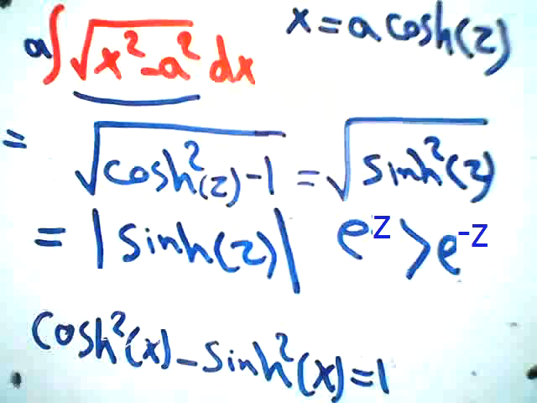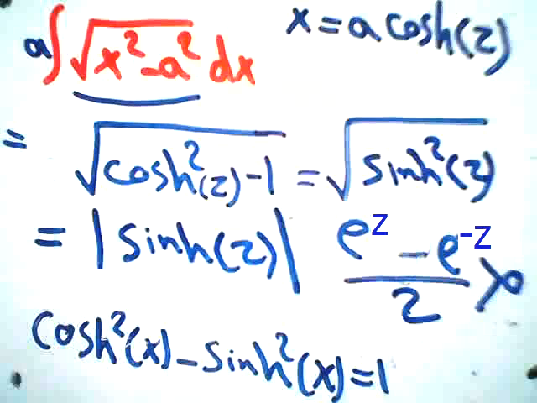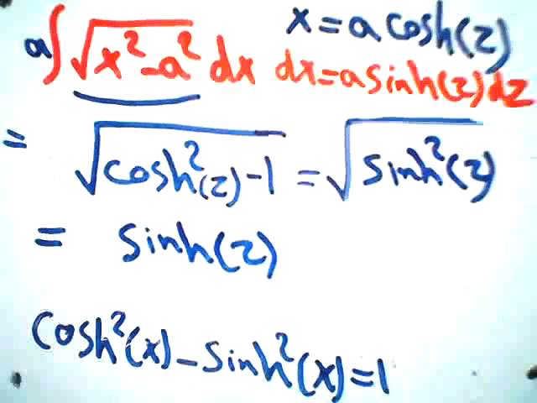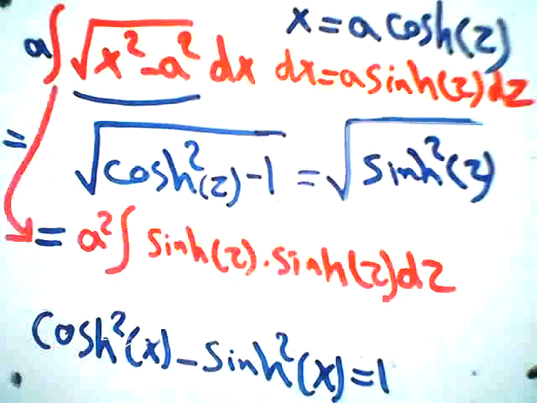Okay, then this is always positive, and this is the sine hyperbolic of z. So we could get rid of the absolute value, and dx would be equal to this. So substituting everything makes the integral equal to this.